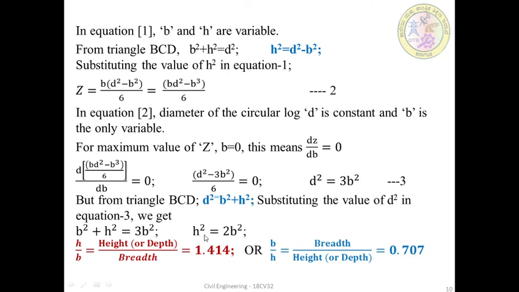It is root 2. The ratio of h by b is root 2, or the ratio of breadth to depth is 1 divided by root 2. So the standard strongest section will have a depth to breadth ratio of 1.414, or a breadth to depth ratio of 0.707.